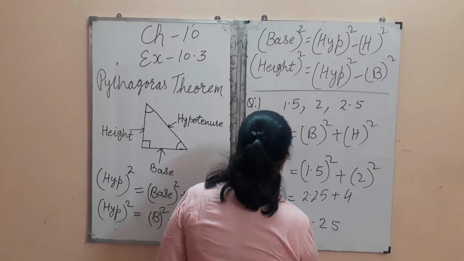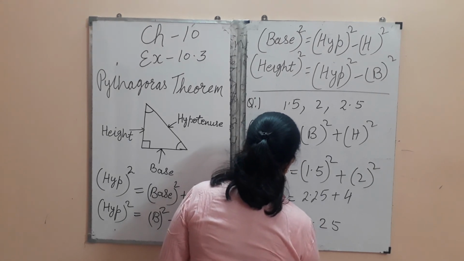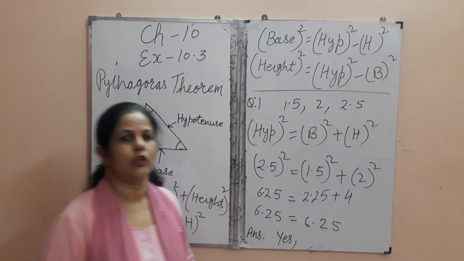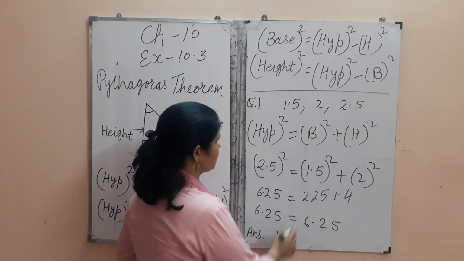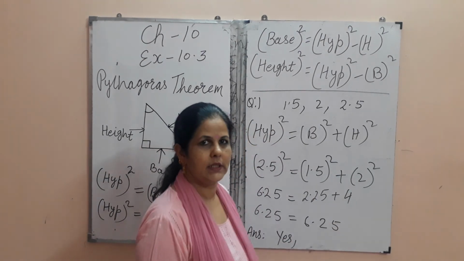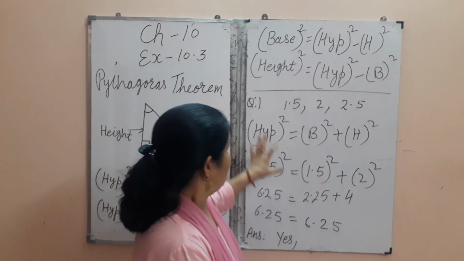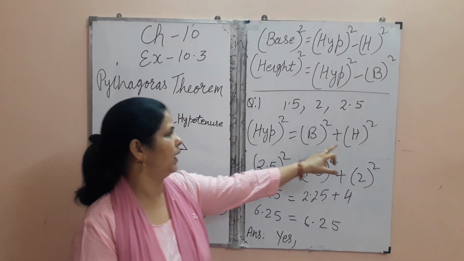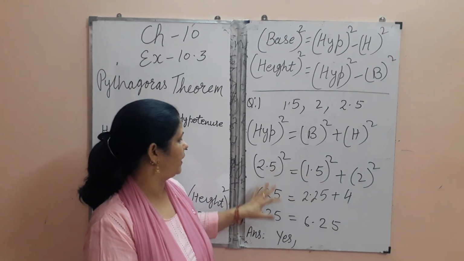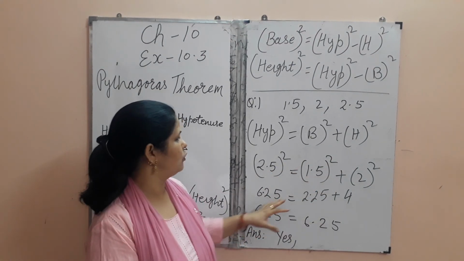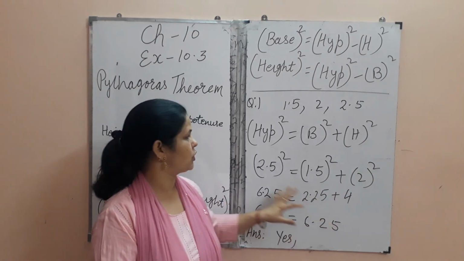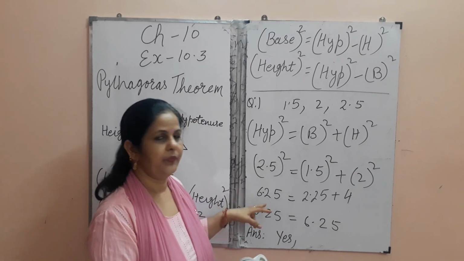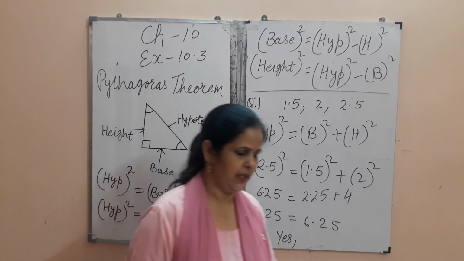So hence the answer will be yes, these can be the sides of a right angle triangle. You will solve the rest of the questions also in this way. First you will write the formula, then you will put the values and find the square of those numbers, and then you will add base square and height square. It should be equal to the hypotenuse square. Understood?